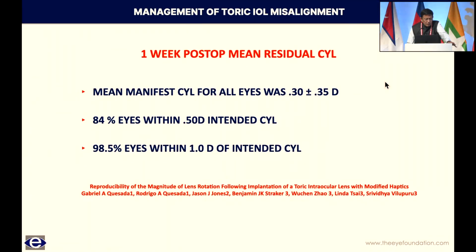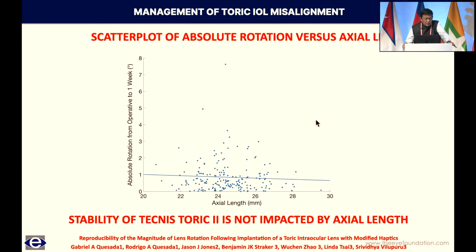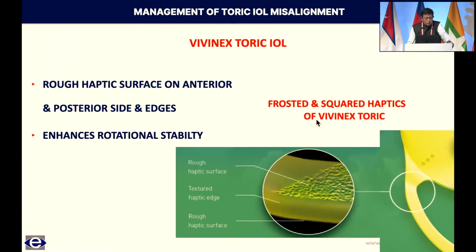With the Technis Toric 2 compared to the Toric 1, 84% of the eyes were within 0.5 diopters of intended cylinder, and 98.5% of the eyes within 1 diopter of intended cylinder. And even more importantly, even in the larger eyes, like highly myopic eyes with even a 30 diopter lens, the stability of these lenses is well established, and axial rotation usually does not occur.